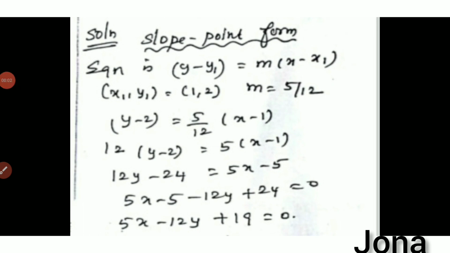Here we have to use the slope point form, that is y minus y1 equal to m into x minus x1. Here x1, y1 is 1, 2 and slope is 5 by 12. Substitute in this equation: y minus 2 equal to 5 by 12 into x minus 1. Cross multiply. So 12 into y minus 2 equal to 5 into x minus 1. Remove the brackets. 12y minus 24 equal to 5x minus 5. Take everything to the left hand side. We have 5x minus 12y plus 19 equal to 0.